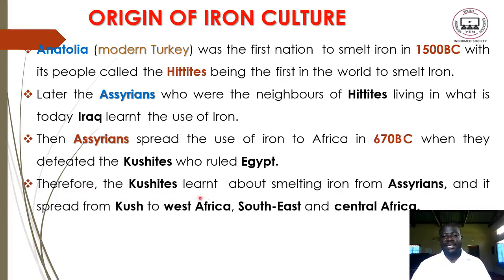Therefore, the Cushites learned about smelting iron from the Assyrians and spread it from Kush to West Africa, Southeast and Central Africa. So you can see how this iron working technology spread from Turkey to Central Africa through different people at different times.